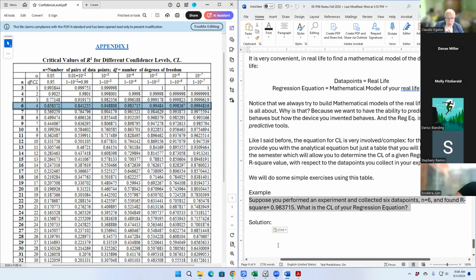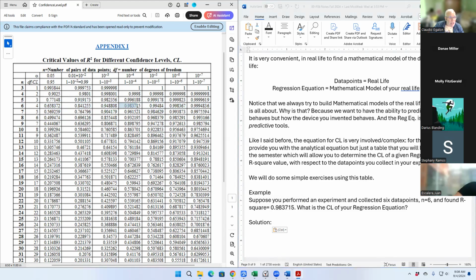And here you go. R square is 0.983715. Let's look for 0.983715. Notice that R square increases from left to right, right? You see that? Start at 0.65, go to 0.84, 0.94, 0.98, 0.99, and so on. At the far left of this table you have the number 0, at the far right you have the number 1. And let's look for 0.983715. It happens to be this very number here.